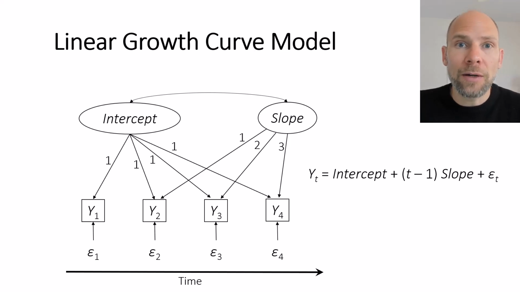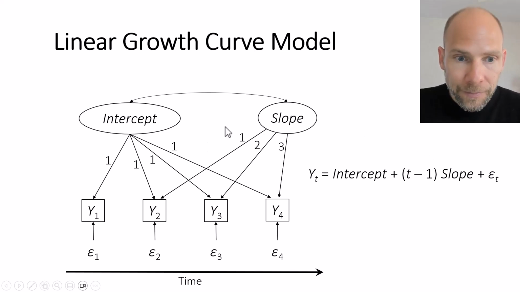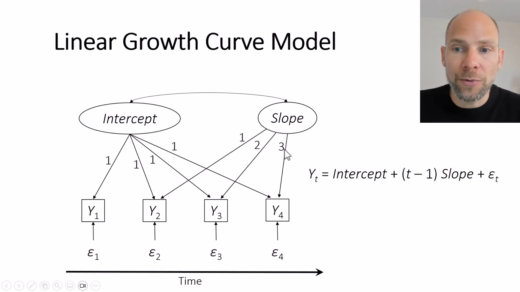We can summarize this model with a relatively simple measurement equation that says y_t, the score or the variable at time t, is a function of an intercept plus a loading that is t minus 1 times the slope factor plus measurement error. So t here is time, and so t minus 1 gives you the slope factor loadings, as you can see here. So this is time point 2, and so 2 minus 1 is 1, and then 3 minus 1 is 2, and so on for linear growth. So that's a pretty straightforward model that consists of this one measurement equation.